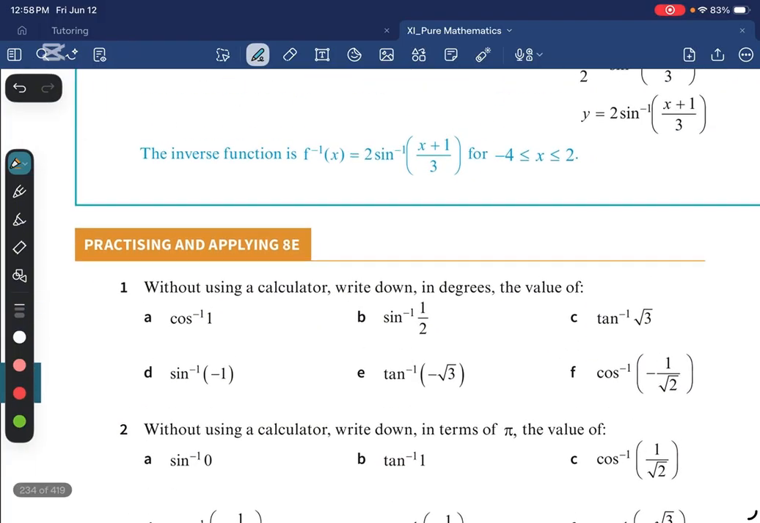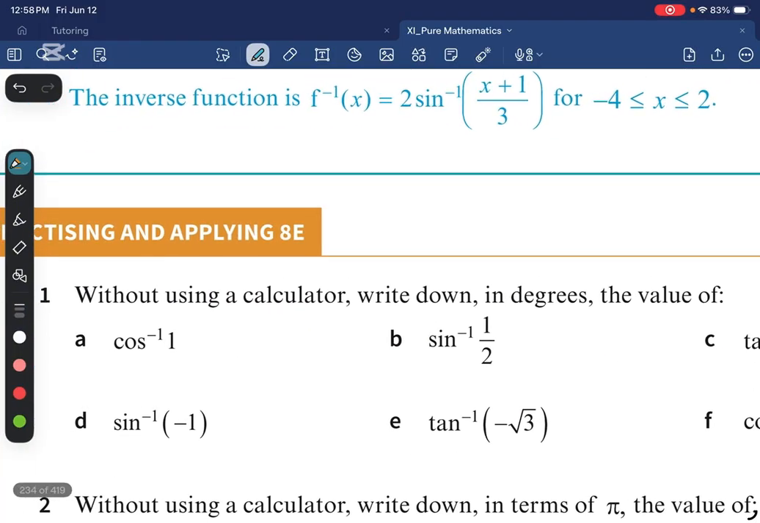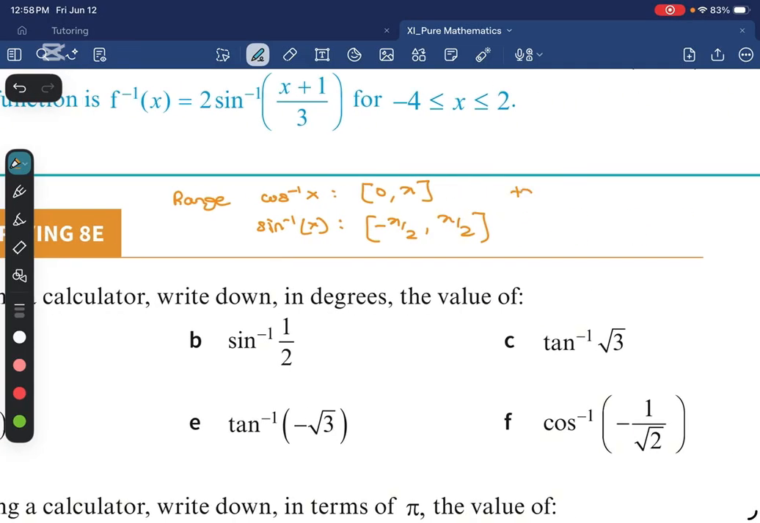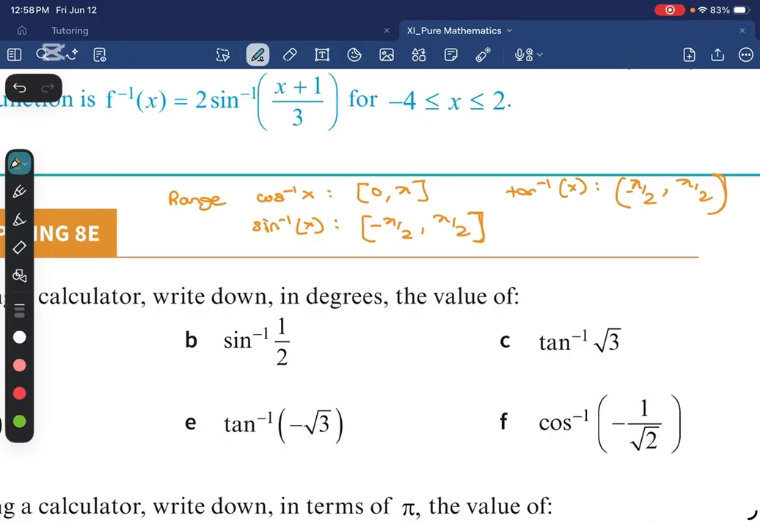So without using a calculator, write down in degrees the value of. Remember, the range of cosine inverse of x is from 0 to pi. For sine inverse of x it is negative pi by 2 to pi by 2. And for tan inverse of x it is the open bracket, negative pi by 2 to pi by 2. So this is a closed bracket, this is an open bracket.